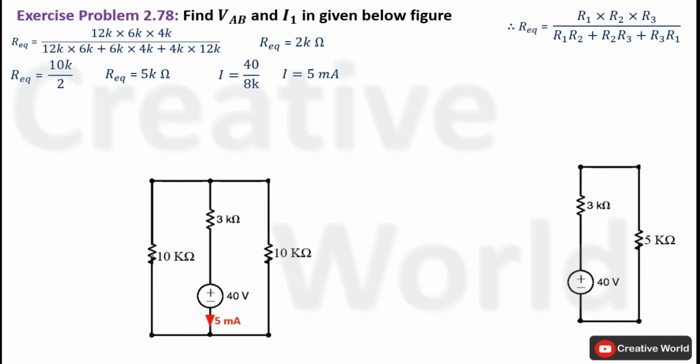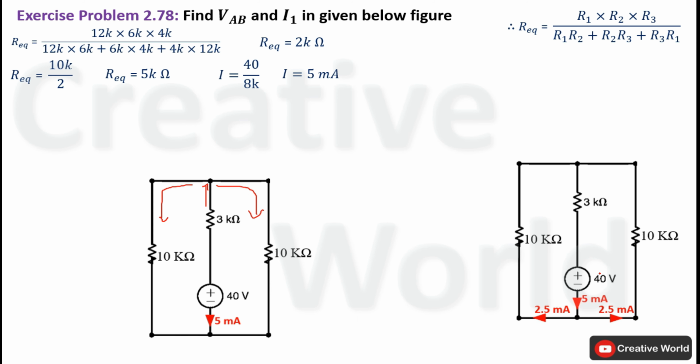Now we have to find current through these branches. This 5 milliampere current is entering on this node in this direction, and it will distribute among these two branches. Because both branches have the same resistance, this 5 milliampere will divide equally in both branches. So current through these branches will be equal to 2.5 milliampere each, and the direction of current through these branches will be downward.